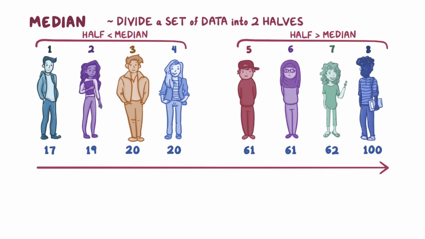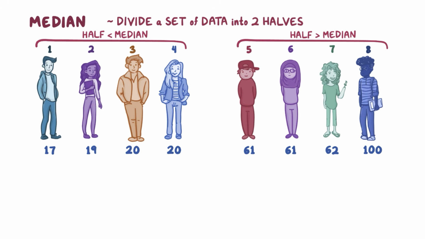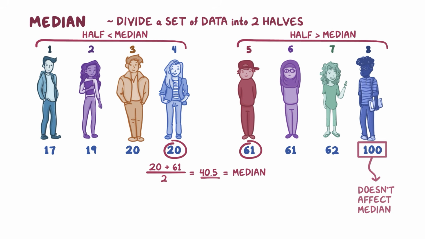Then you have to find the midpoint. If there's an odd number of values, then there will be a middle number. But if there's an even number of values, like in this data set, there are two middlemost values, 20 and 61. So, to get the median, we take the average of these two values, 20 plus 61 divided by 2, which is 40.5, which is the median for this dataset. Notice that an extreme value like 100 doesn't affect the median, and that the median of 40.5 gives a pretty accurate one-number summary of the data.